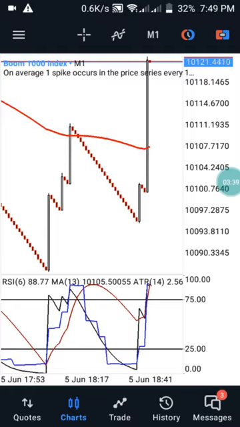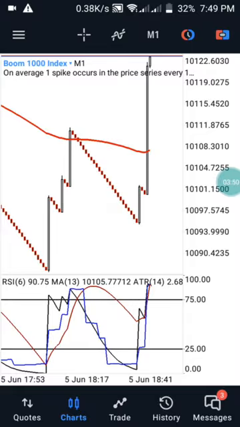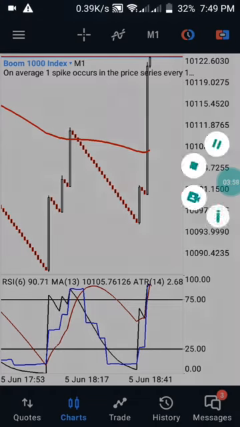and once it breaks it, anything above the moving average is going to be on a spike level. But this strategy will help you identify the right time to enter your sell entry, and when it comes to Crash 1000, it will identify the right time for you to enter for a buy. So let me explain to you on Boom 1000 how you can easily identify this.